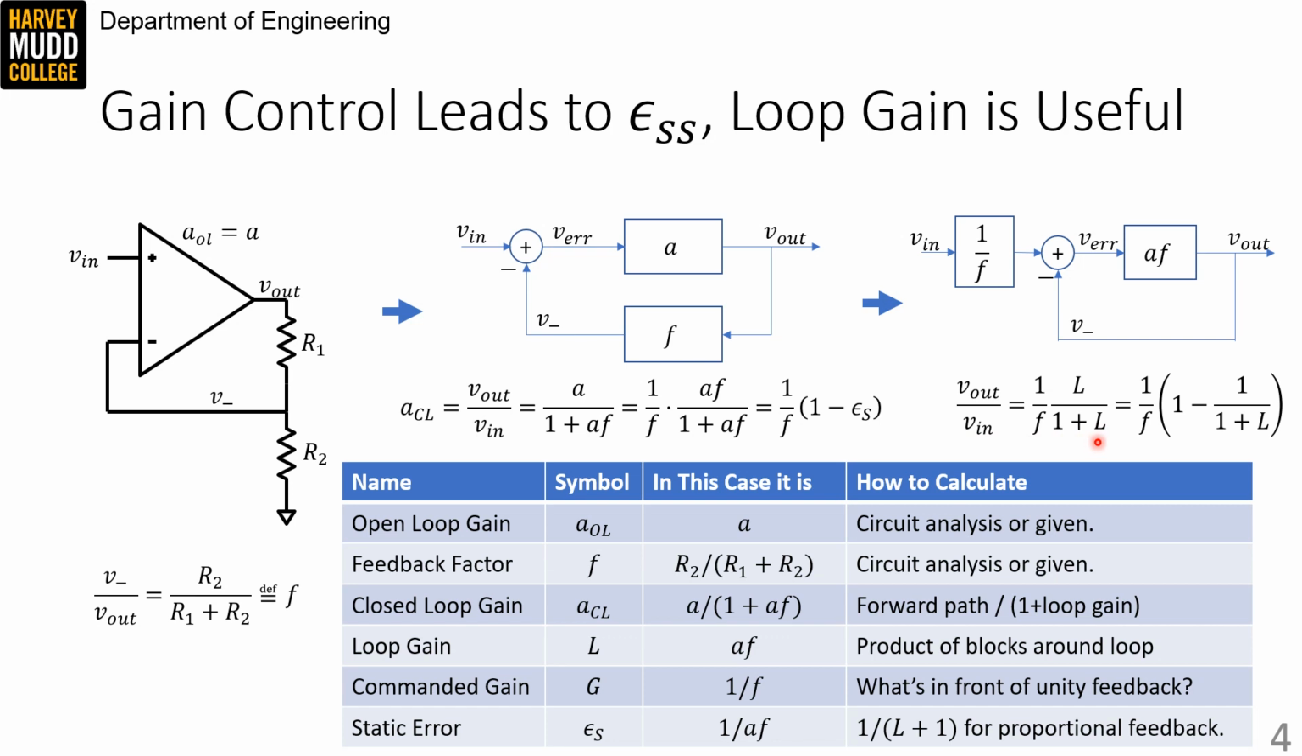You can then rearrange this L over 1 plus L a little bit to show that it's 1 minus 1 over 1 plus L, which is how I get that the static error is always 1 over 1 plus the loop gain. So when you arrange your block diagram like this, you can pick off the commanded gain from the front and identify that your static error is always 1 over 1 plus the loop gain.